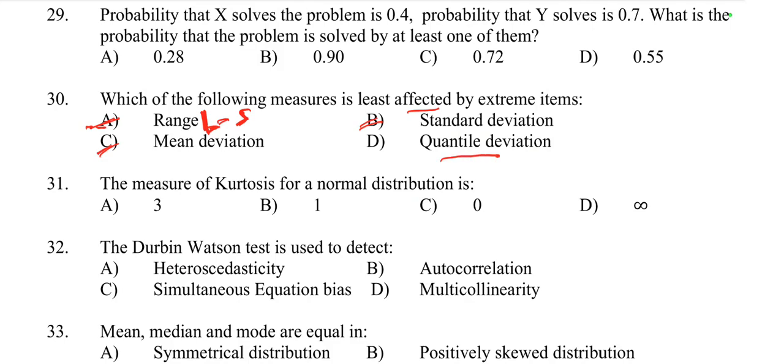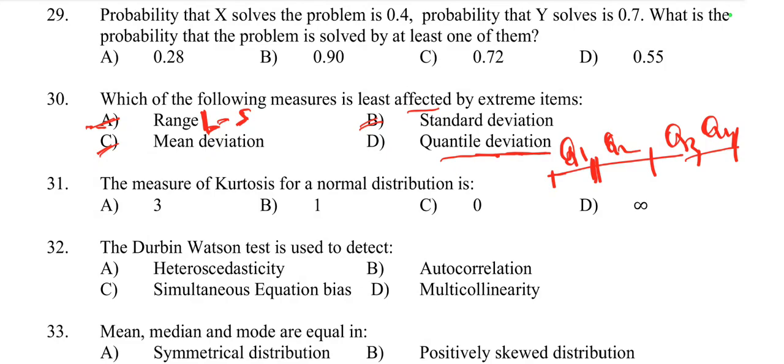But quartile deviation is based on the middle, when we divide the series into 4 equal parts: quartile 1, quartile 2, quartile 3 and quartile 4. So it represents the average value of different quartiles.